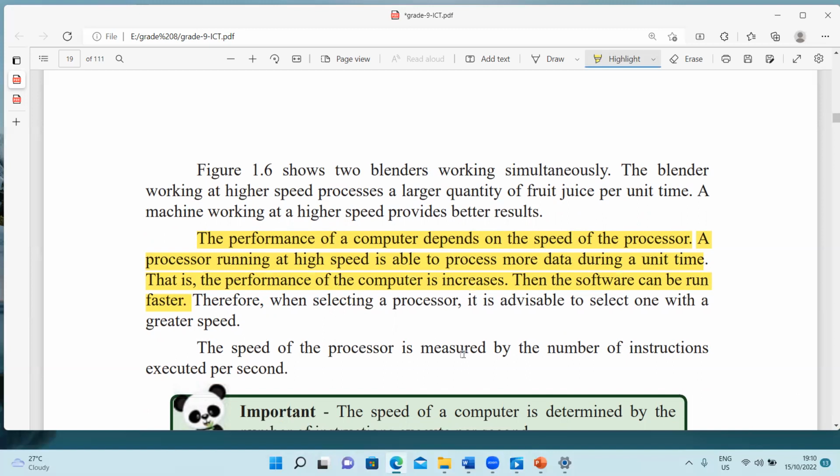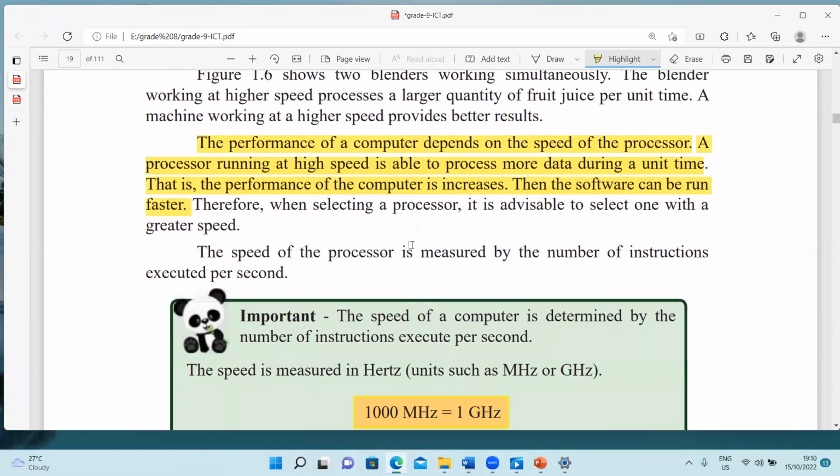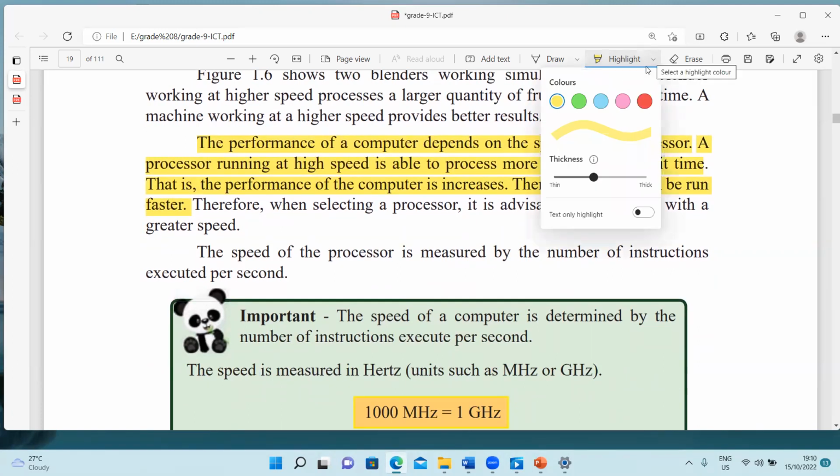The speed of a processor is measured by the number of instructions executed per second. Just look at it again. The speed of a machine is measured by the number of instructions executed per second.